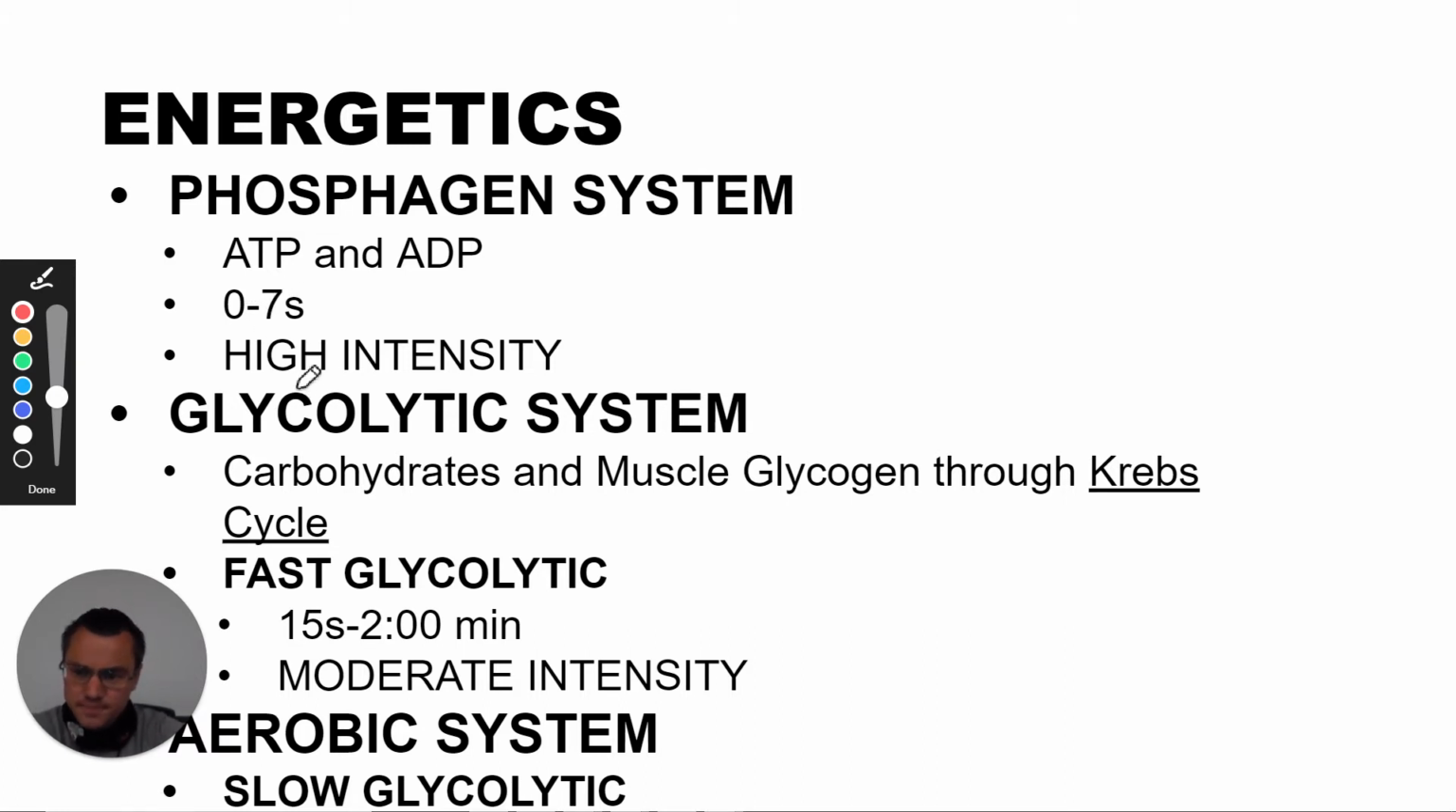The next one we're going to talk about is the glycolytic system. This is where most of our sporting movements fall. The glycolytic system means the energy source is carbohydrates and muscle glycogen that we receive through our diet, and it gets converted into energy through something called the Krebs cycle. Now, you don't need to know that yet.